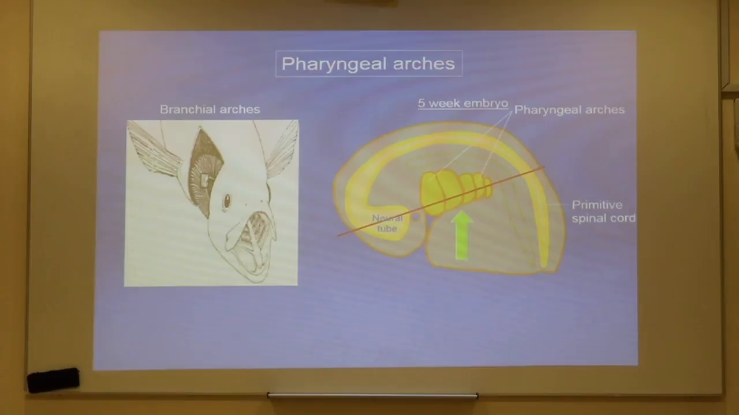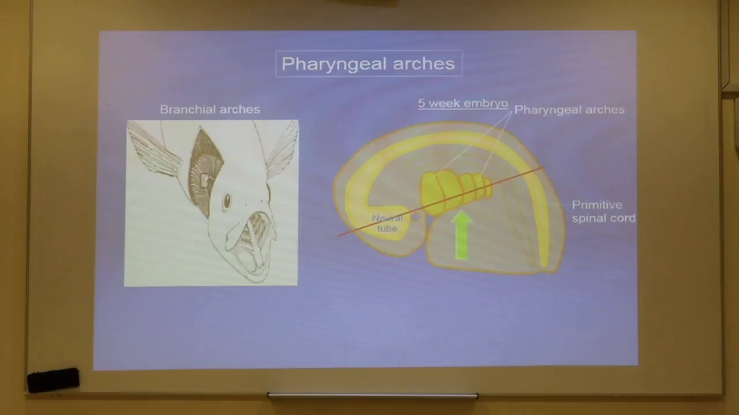Okay, next we are coming to talk about the thyroid and the parathyroids and the thymus gland. For understanding that, you need to know that there is something called the pharyngeal arches. These arches develop in the neck region of the embryo around the 5th week of development. Because they look like gills of the fish, they were initially called branchial arches. So if you hear the term branchial arches, it is the same as pharyngeal arches.